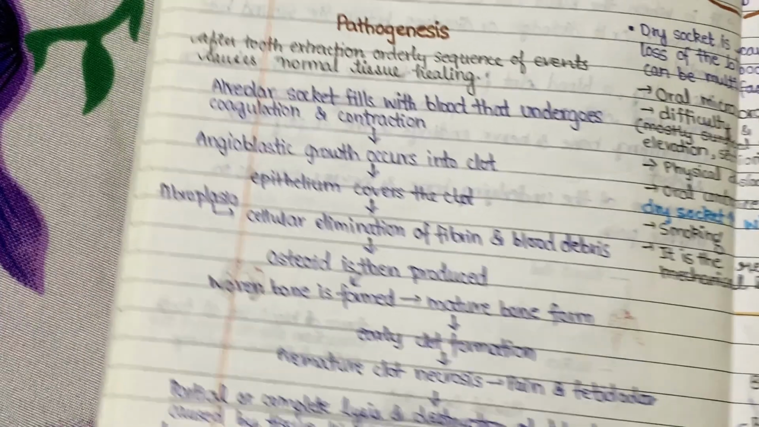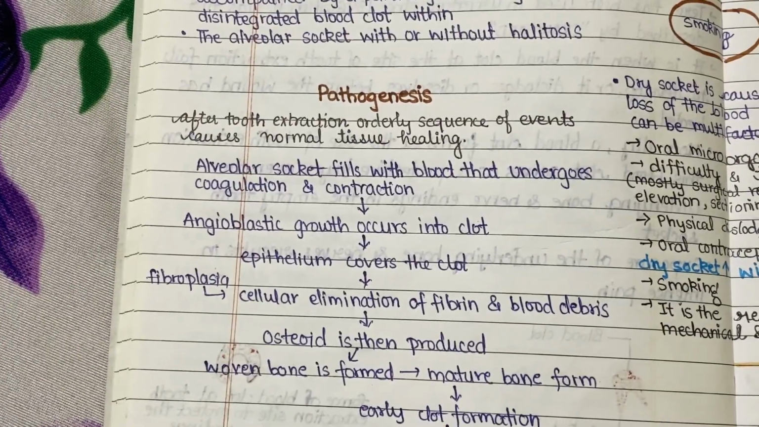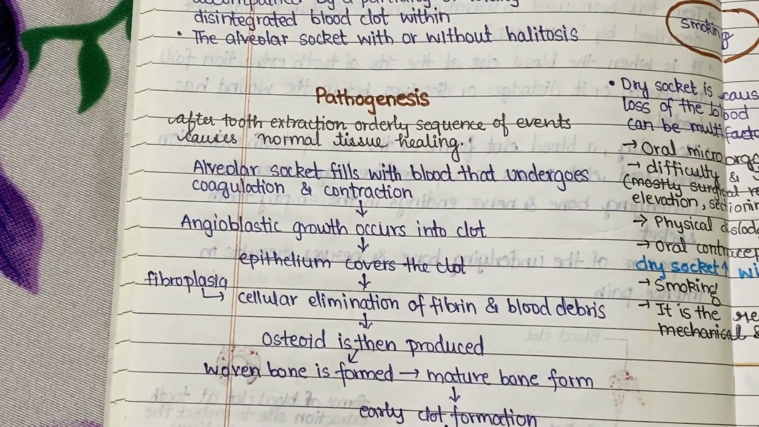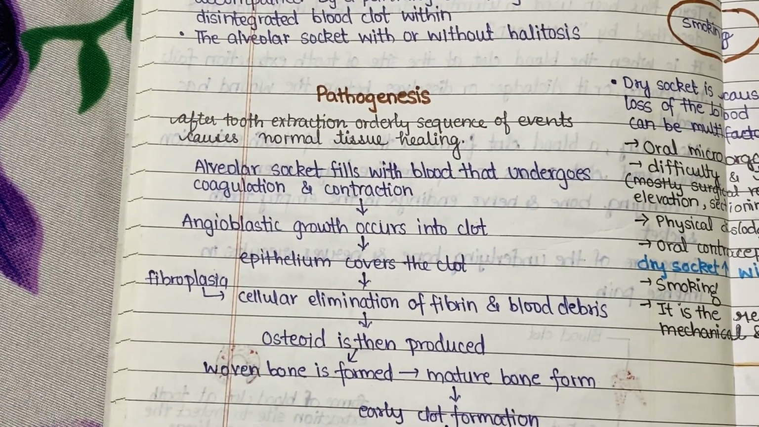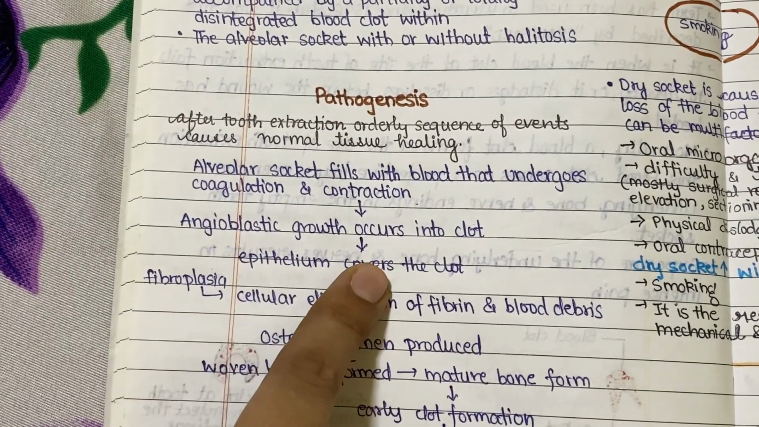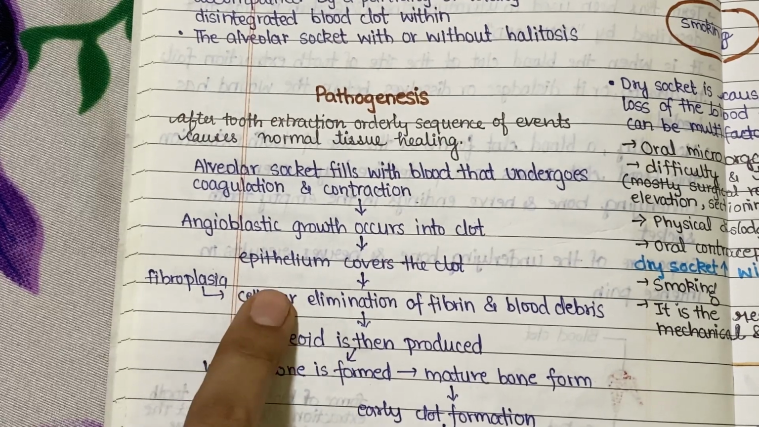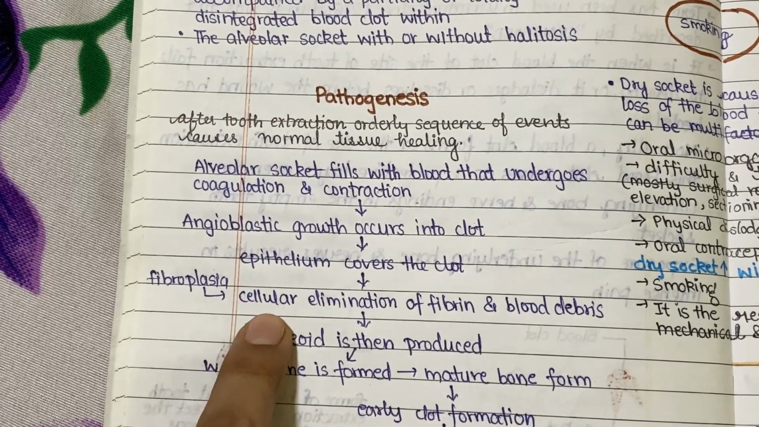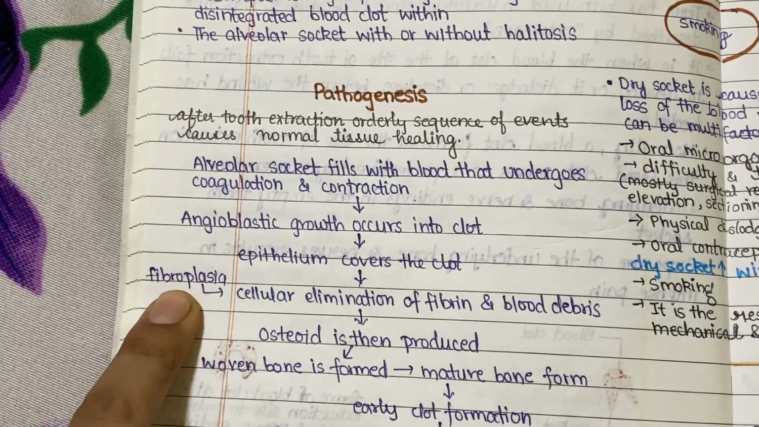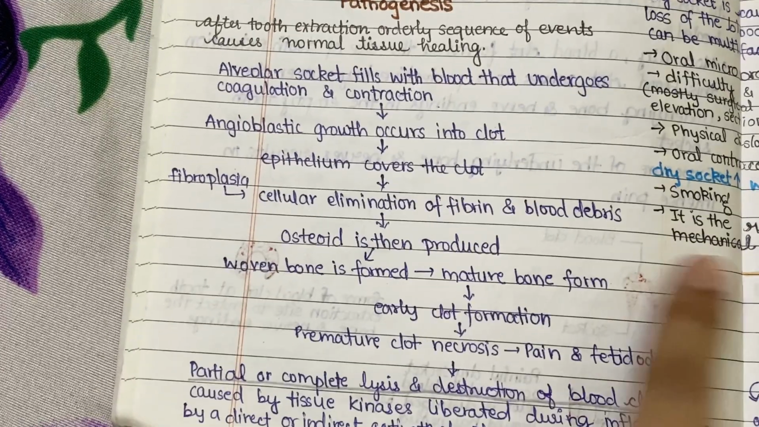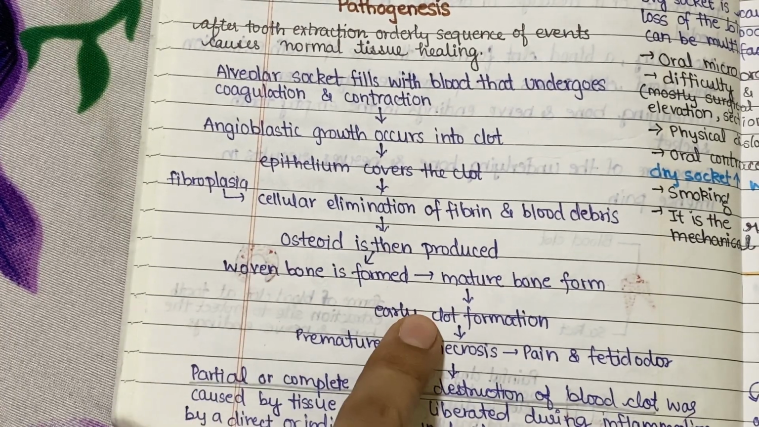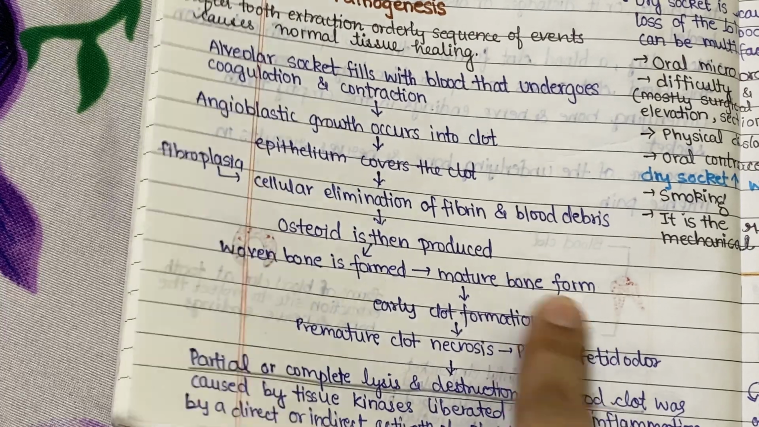The next is the pathogenesis, how exactly this dry socket forms. After tooth extraction, there is an orderly sequence of events which causes normal tissue healing. First, the alveolar socket fills with blood that undergoes coagulation and contraction. Then angioblastic growth occurs in this clot, with epithelium covering the clot. Then fibroplasia in the clot ensues, with cellular elimination of the fibrin and blood debris.